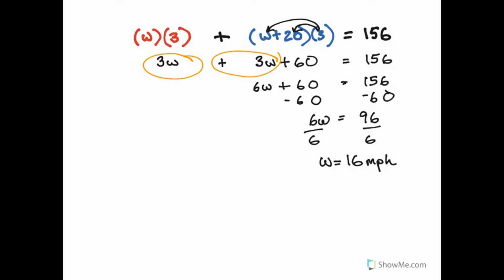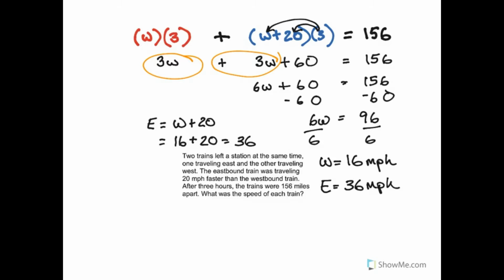Our relationship between the two rates was that the speed of the eastbound train is equal to the speed of the westbound train plus 20. So if I know that the westbound train was going 16 miles an hour and I add 20 to that, I get 36, which gives me that the eastbound train was traveling 36 miles per hour. Since the question asked us what was the speed of each train, we found the answer.